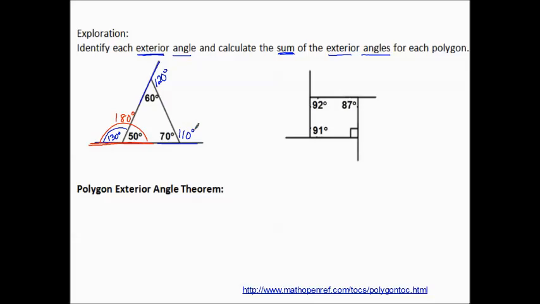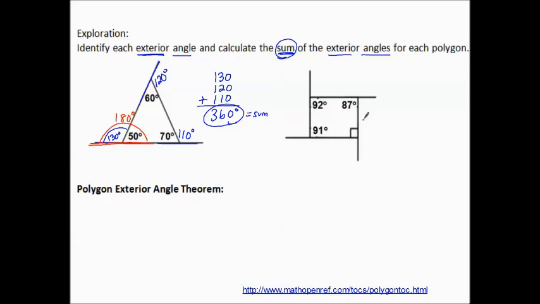Let's now do what the directions say, adding up, finding the sum of the exterior angles. The first one I did was 130, the second one was 120, the third one is 110. What do we get when we add all those together? 360. The sum is 360 degrees.